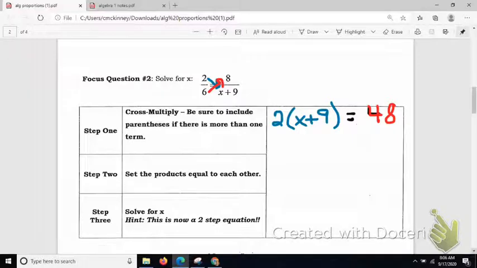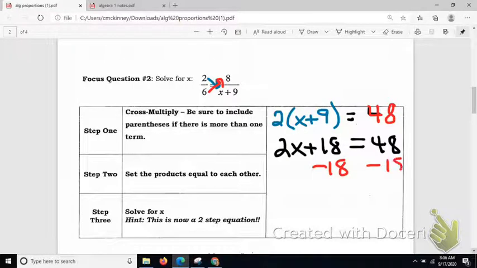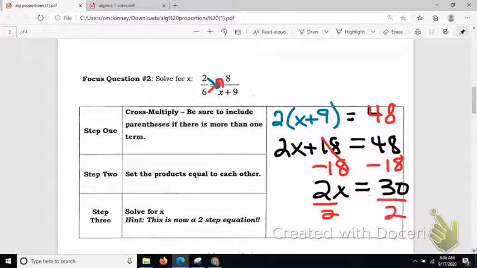And then now I solve that. Now it's a multi-step equation. So now it says down here 2-step because they did distributing on the way. So now I can do 2x plus 18 is equal to 48. And then I've just got to do my usual equation solving that you guys have gotten really good at. So 48 minus 18 is 30. Divide by 2. And x is 15.